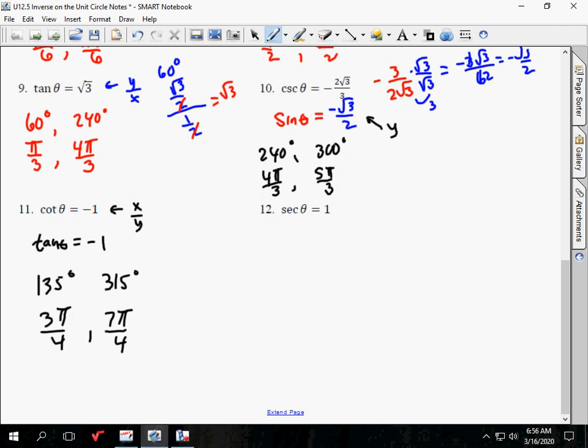All right, and the last one, secant. The reciprocal is the cosine, and if we do the reciprocal of 1, we still get 1, and cosine is our x value. So we want to look, when is the x value 1, and it has to be positive. So it happens at 0 degrees, 0 radians. And if you look around the unit circle, that's the only time that it happens.